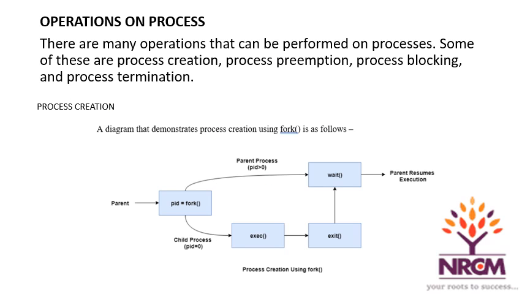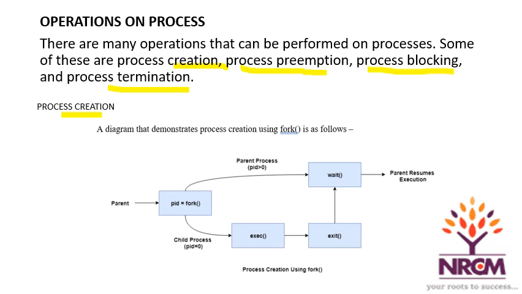Next, we are going to discuss operations on process. There are many operations that can be performed on a process. Some of the main common operations are creating a process, process preemption, process blocking, and process termination. First of all, going to the process creation.